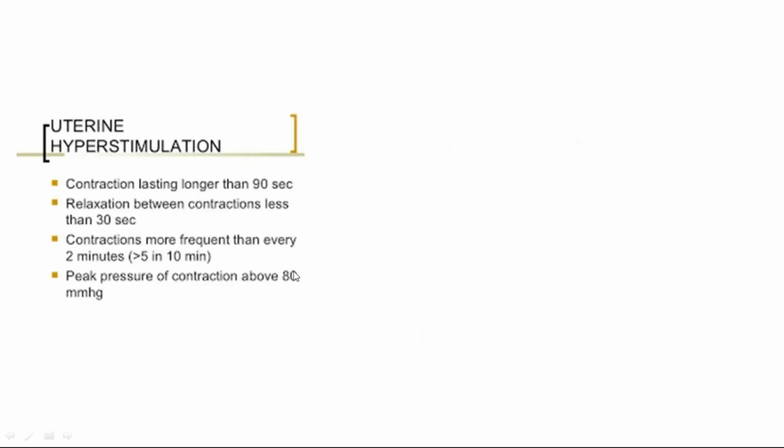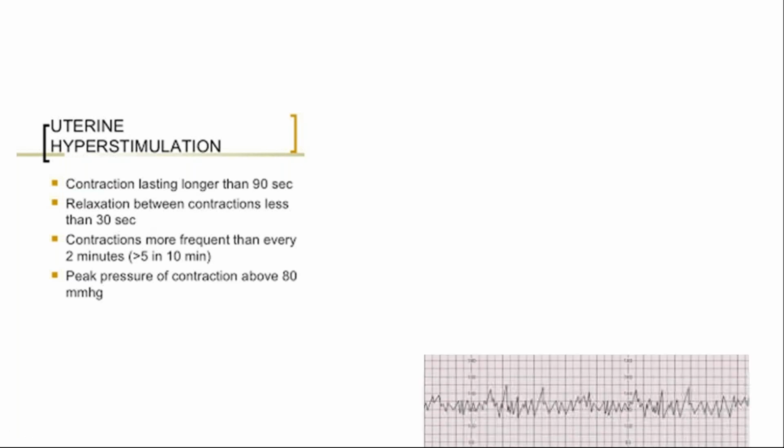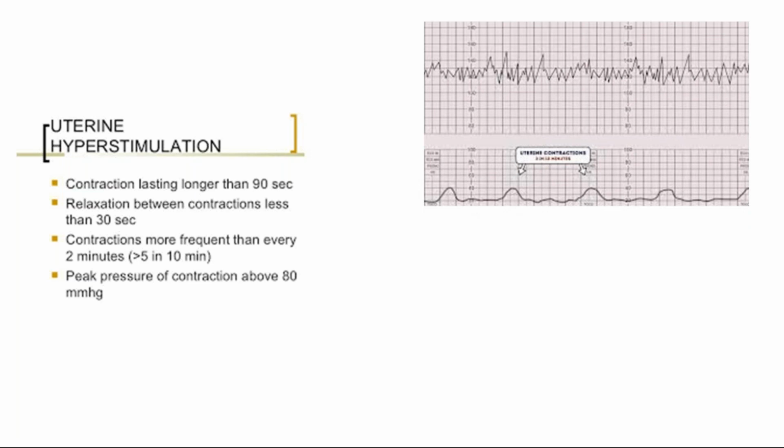So when such a picture is there, you call it uterine hyperstimulation if she is on oxytocin or prostaglandin induction or augmentation of labor, or polysystole. So these are the normal uterine contractions.